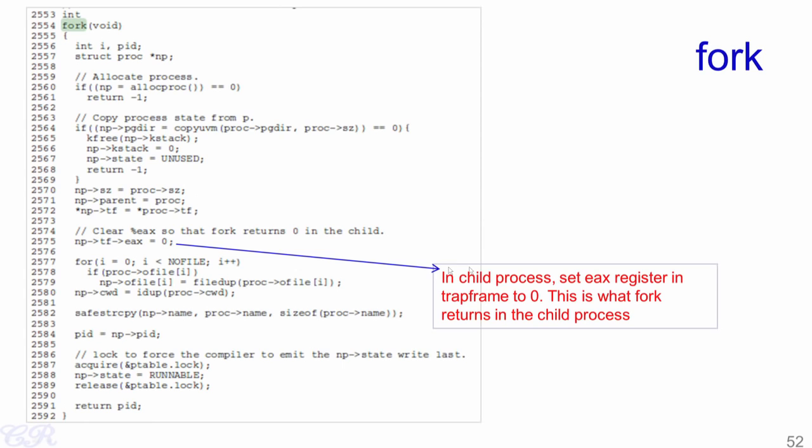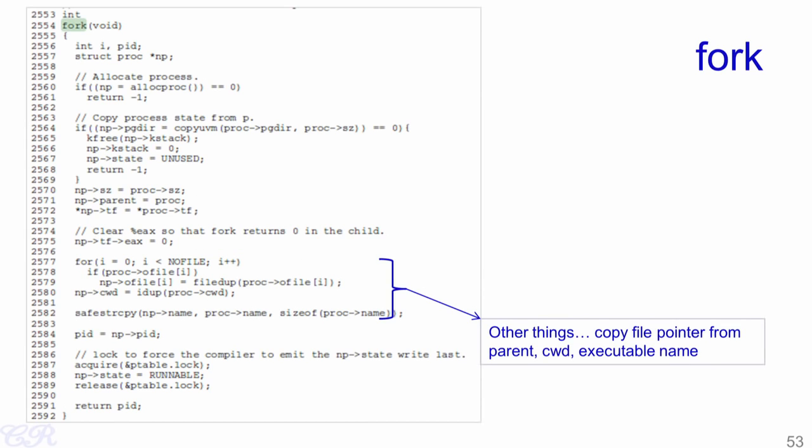Essentially, in the fork implementation, we see that in the trap frame of the new process, the value of EAX is set to 0. This will ensure that in the child process the return value of fork is 0. We will see later how the return value in the parent process is set to the child's PID.